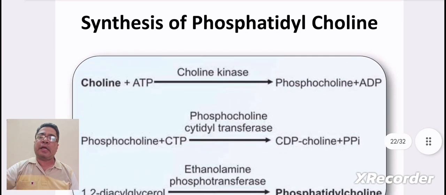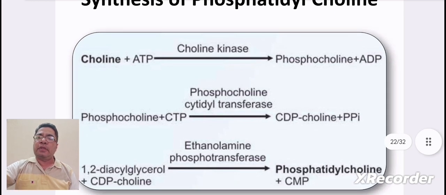Here in the diagram we can see how phosphatidylcholine is synthesized. First, choline plus ATP gives phosphocholine plus ADP in the presence of the enzyme choline kinase. Then phosphocholine plus CTP gives CDP choline plus PPi in the presence of the enzyme phosphocholine cytidyl transferase. Then 1,2-diacylglycerol plus CDP choline gives phosphatidylcholine plus CMP in the presence of the enzyme phosphotransferase.